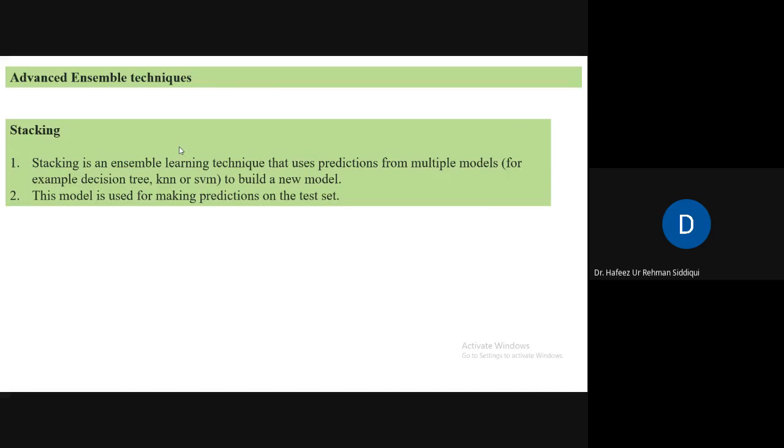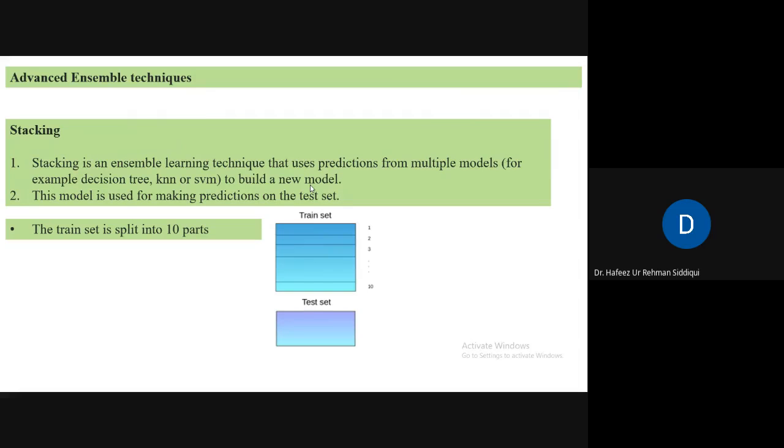Okay, we have advanced ensemble techniques. And in advanced, we have stacking. So you stack models one after the other, one above the other, and at the end you build a model that is a combination of different models. So how does it work? Stacking is an ensemble learning technique that uses the predictions from multiple models. This model is used for making predictions on the test set. Okay, so how does it work?